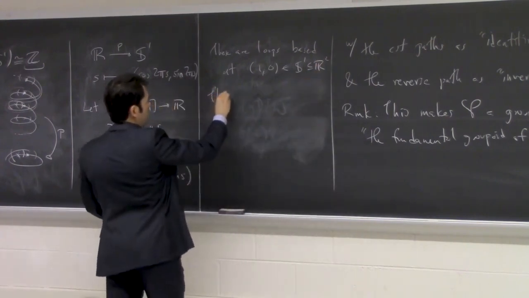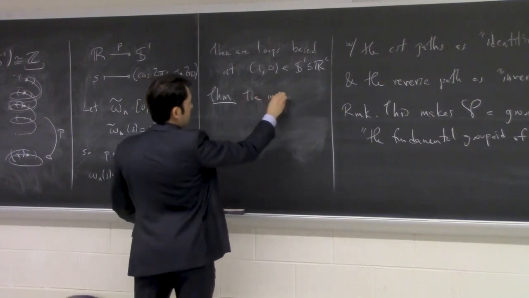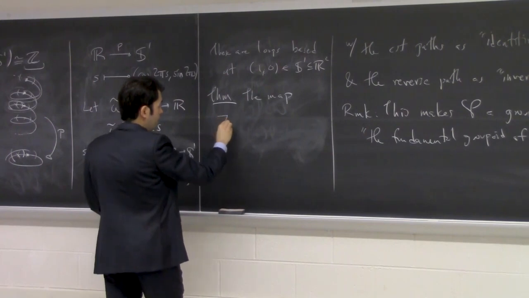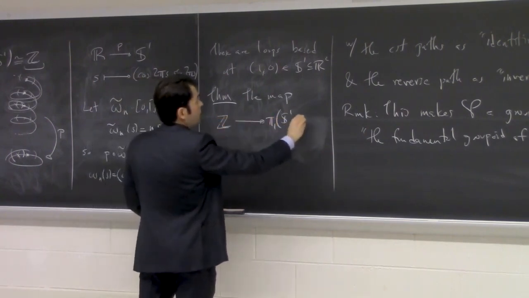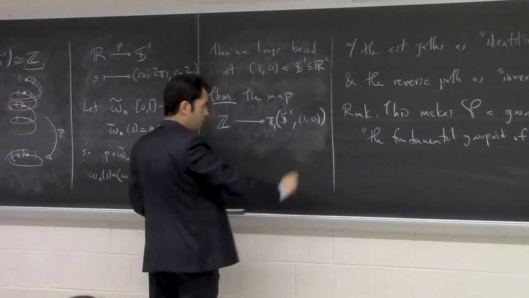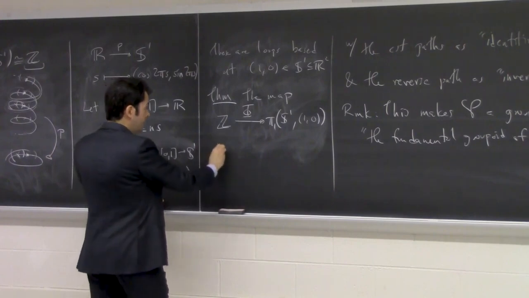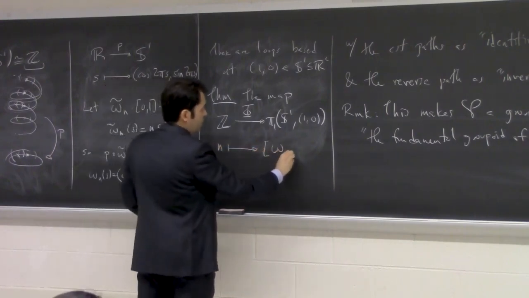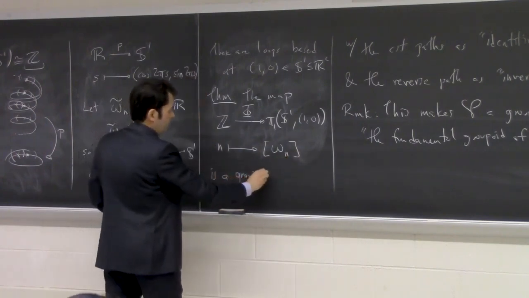Okay, so the claim is that the map from the integers to pi 1 of the circle with base point (1, 0), call it capital phi, that takes n and gives you the homotopy class of omega n, is a group isomorphism.